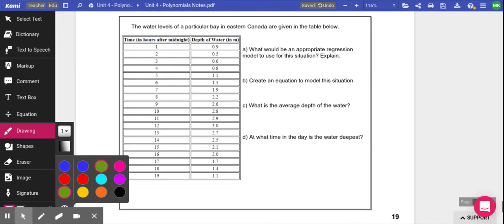Awesome. This one, the water levels of a particular bay in eastern Canada. So when we're talking about water levels, they always rise and go up, go down, go up, go down as the tide comes in and goes out. So that means this would be a sinusoidal because it's a repeating pattern, right? The water gets high, low, high, low, high, low.